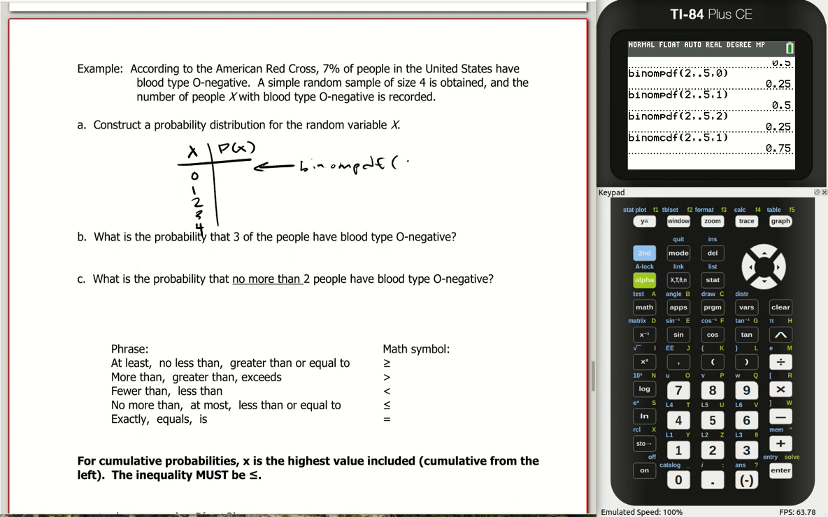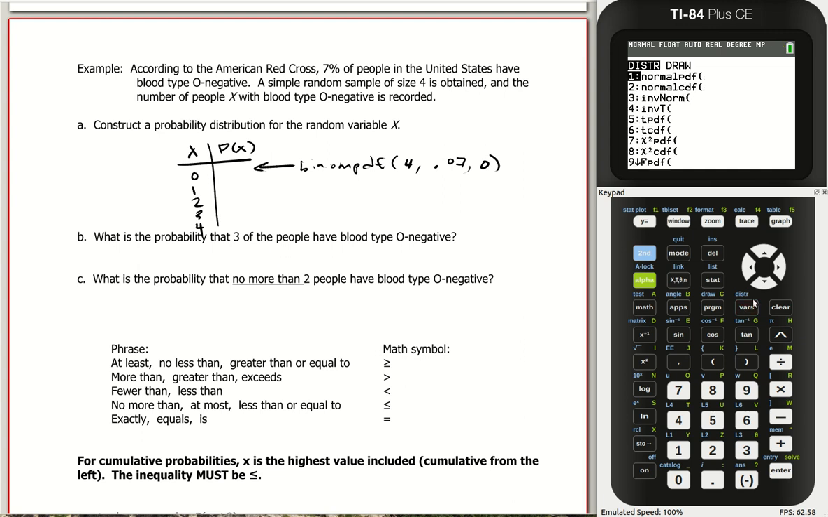We have 4 trials because we took a simple random sample of 4. The probability of success each time, the probability that you sampled someone with that blood type, is 7%. 7% of people have that blood type. And then we're looking for the probability that none of them have that blood type.